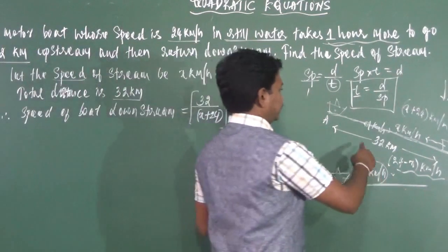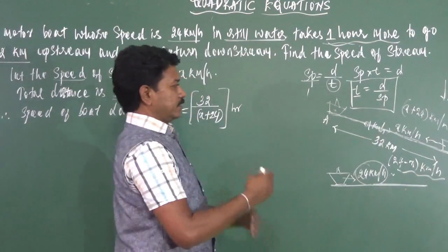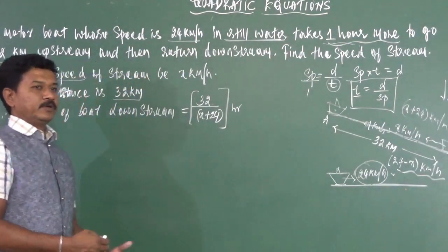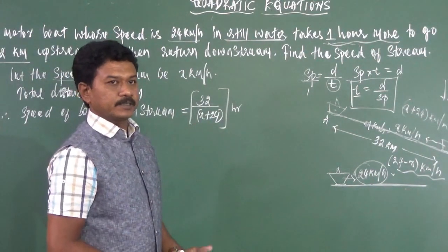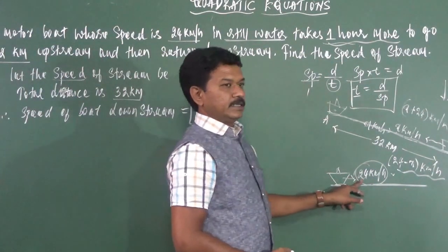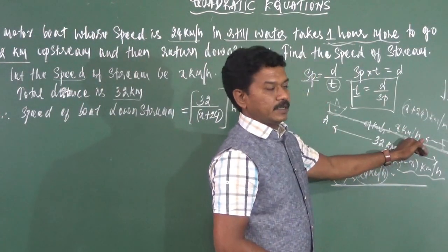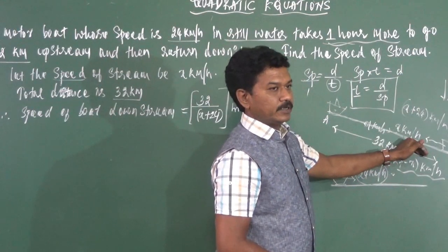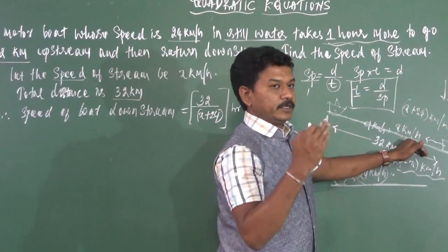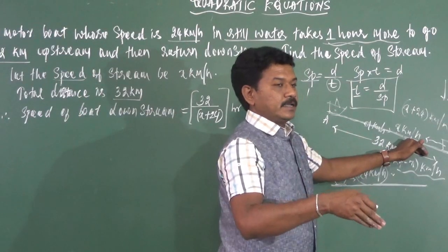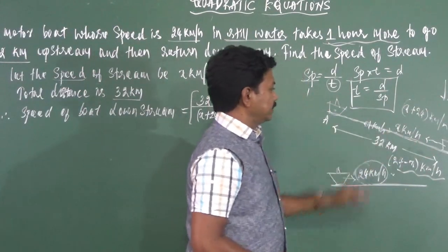Now let us see this. The boat is at point B now. Let us take the boat from point B to point A. Here the boat is struggling to come up because it is moving in the direction opposite to the flow of water. So the original speed of the boat is 24, but as it is moving against the direction of the flow of water, the speed of the boat naturally decreases. How much does it decrease? The speed of the boat decreases by the speed of water, that is x kilometer per hour.